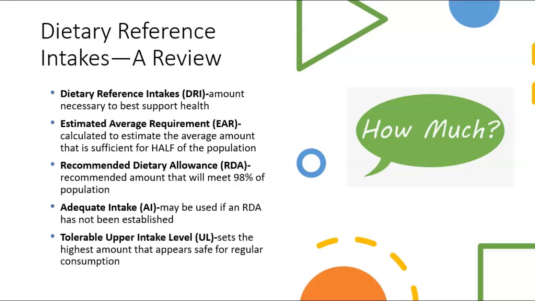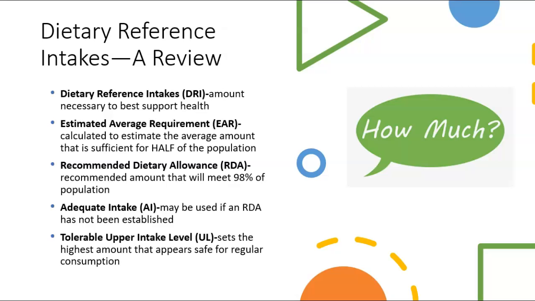So if you remember, the estimated average requirement is that middle ground. It will meet half of the population's needs. The RDA, which is what we really want for all the vitamins and the minerals, but we don't have, the recommended dietary allowance, will meet almost all of the population. So 98% of the population will be met if they meet the RDA for specific vitamins and minerals.